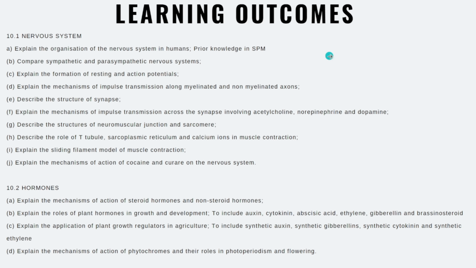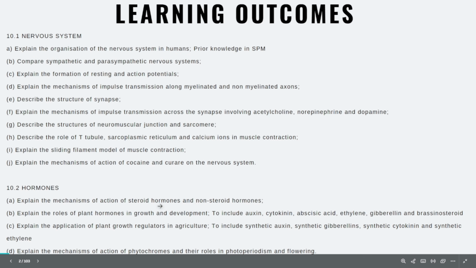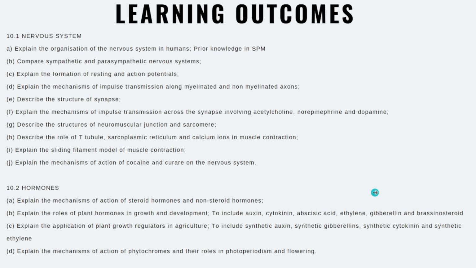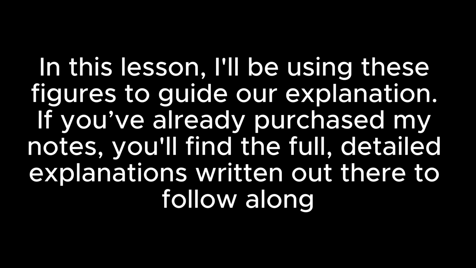For the first big topic, nervous system, we only learn about the human nervous system, because plants do not have a nervous system, and we also do not learn about the animal nervous system. We only learn the human nervous system. But for the second big topic, we not only learn about humans, but the majority of the topic will be about plant hormones.